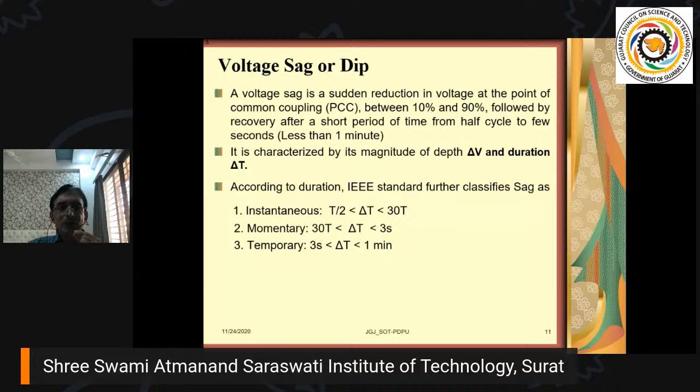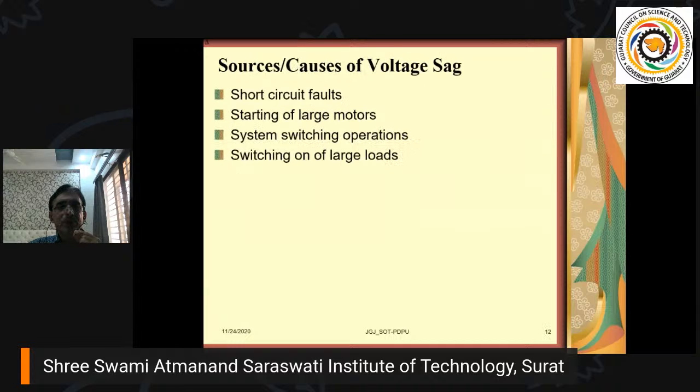Now coming to the sources or the causes of voltage sag occurring in the power system. I have written the sources or the causes of voltage sag. First is all types of short circuit faults.